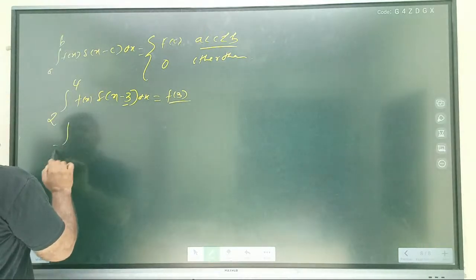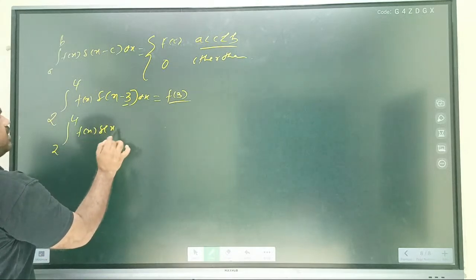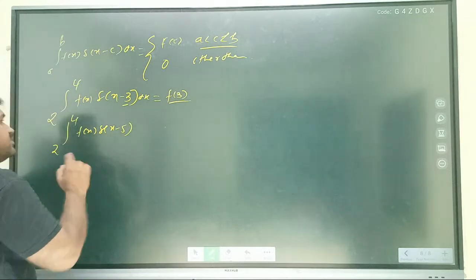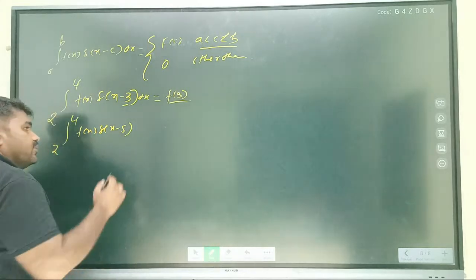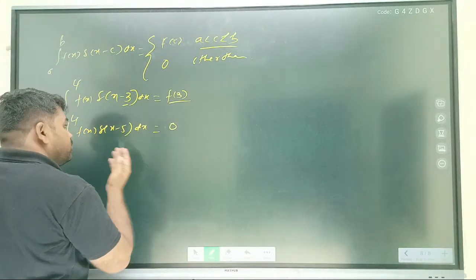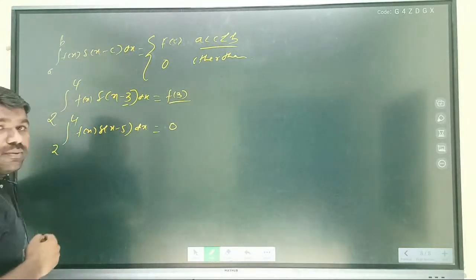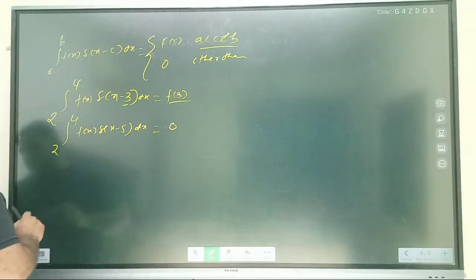Next, suppose the same limits 2 to 4, but here is f of x into delta of x minus 5. We know that 5 is not in between 2 to 4. Then what is this value equal to? 0. This value is equal to 0 because 5 is not in between 2 to 4. Clear? Do you understand how to solve these integrations?